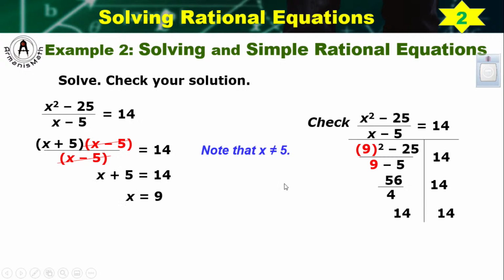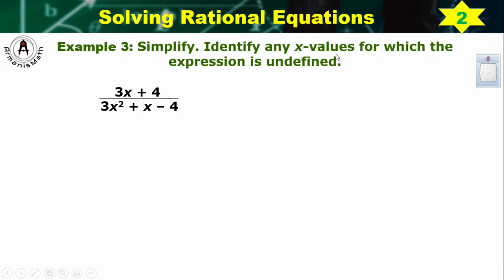How about this one here? It says simplify, identify x values. Now they're being more explicit here. They're saying identify x values for which the expression is undefined. So there will be spots where the expression would be undefined. Hold off, please, on the private chats.